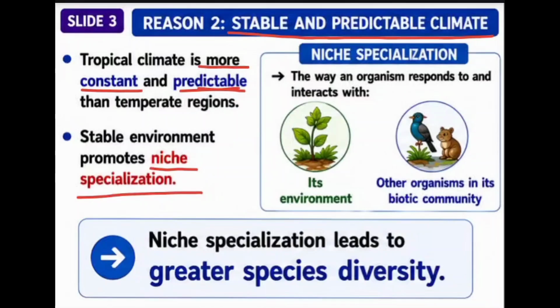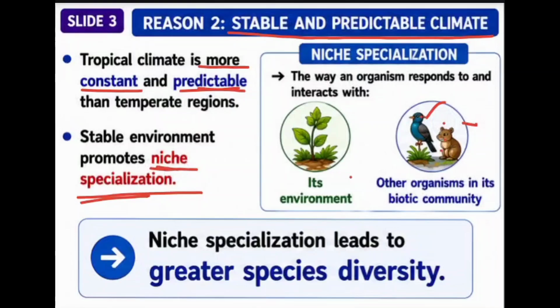Now what is niche specialization? Let us understand it. A niche refers to the role of an organism in its environment. It includes where it lives, what it eats, and how it interacts with other organisms. In stable environments, species can become highly specialized. Instead of competing for exactly the same resources, different organisms adapt to use different resources. For example, one bird species may feed on insects, another may feed on fruits, the third may feed on seeds. All of them can live in the same forest because each occupies a different ecological niche. This reduces competition and allows many species to coexist, and as a result, biodiversity increases.